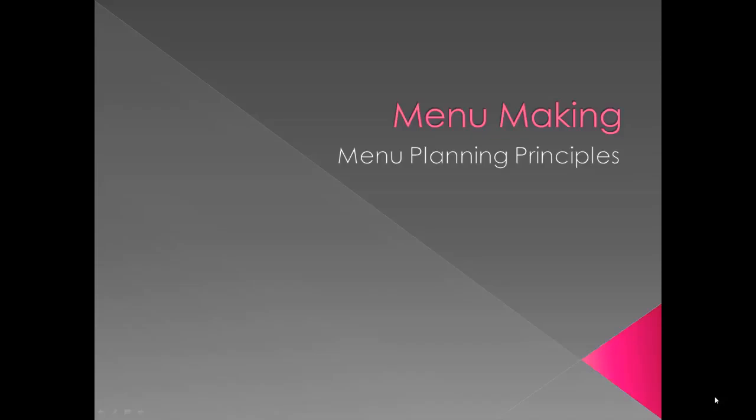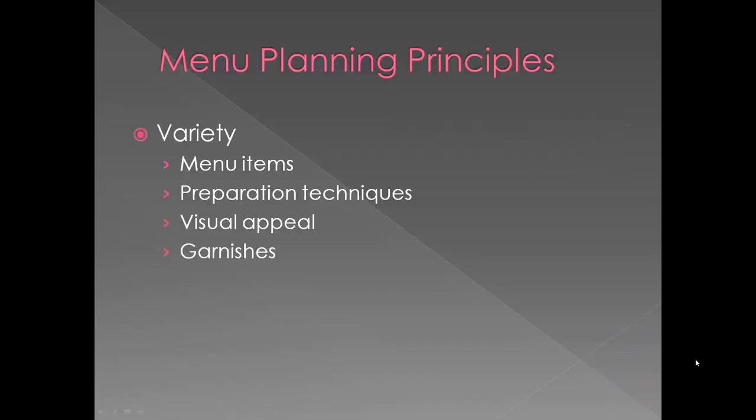Okay, we are continuing with menu making, and today we're talking about some menu planning principles, and all of these need to be considered again when you're working on developing that menu for your restaurant. The first one is variety. You want a variety in menu items. You don't want to just have pizza. You want to have something else for those who don't want pizza. Again, they should be Italian if you have an Italian restaurant, but not just one item.